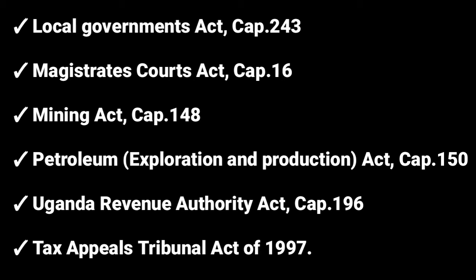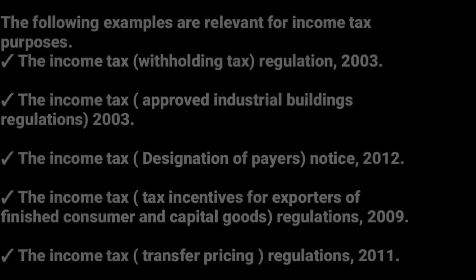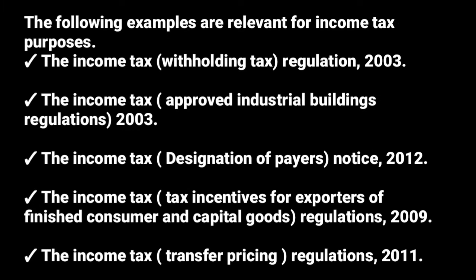The primary legislation above is supplemented by secondary legislation, which can also be supported by other legislations, for example, bylaws, which are for the local governments, the decrees, the regulations, and then ordinances. And the Income Tax Act, Section 164, empowers the minister responsible for finance to make rules that carry into effect various provisions of the Act.